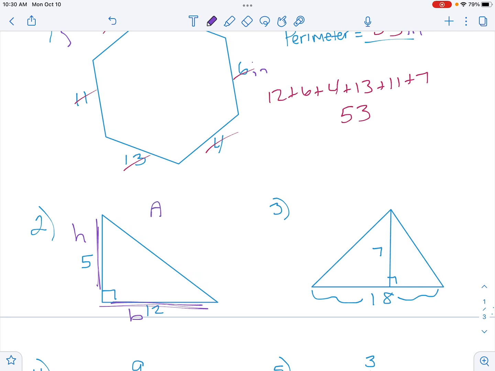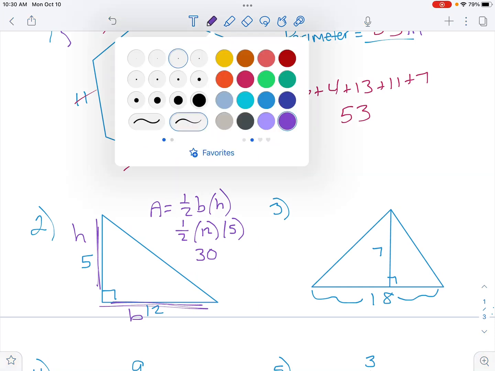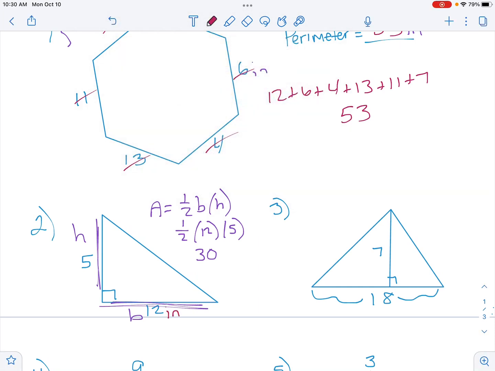Now I can plug it in. I know area is 1/2 base times height. So I have 1/2 times 12 times 5. Half of 12 is 6. 6 times 5 is 30. Now with area, let's say this was labeled. Let's say this was inches. When we find area and we're multiplying to find all that stuff inside of the figure, we would do inches squared. And that's your answer.